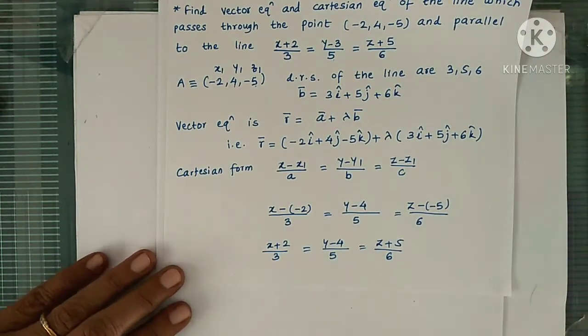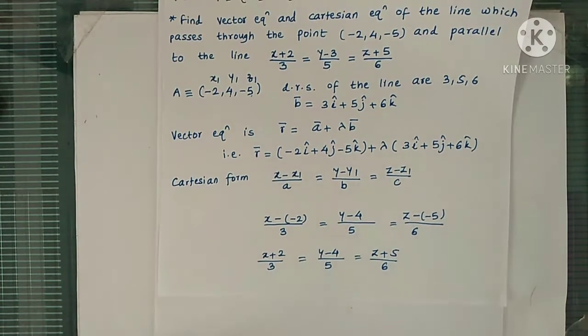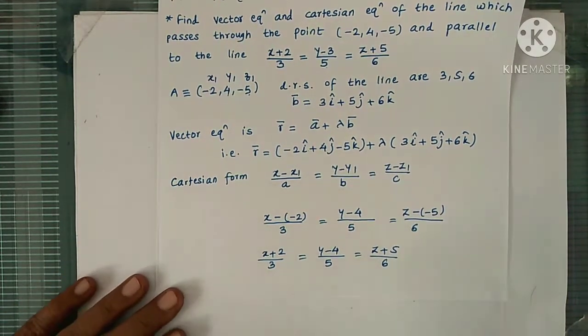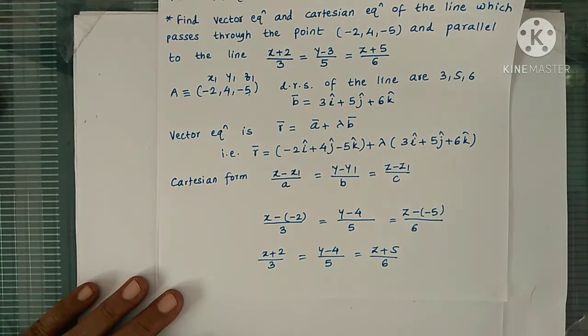So they can change the equation. Either they can give it in Cartesian form or in vector form. So we have to identify a bar and b bar, and we have to substitute those a bar and b bar in the equation to find the vector equation and Cartesian equation.